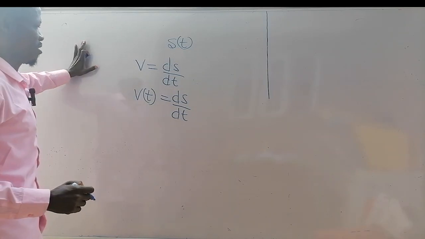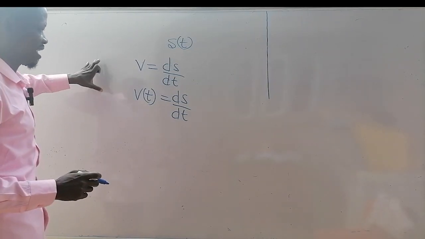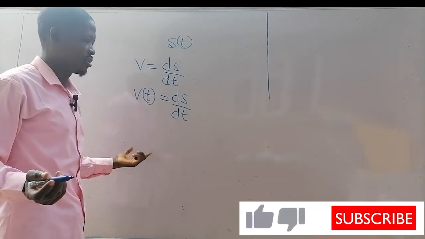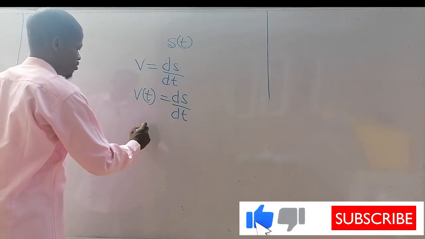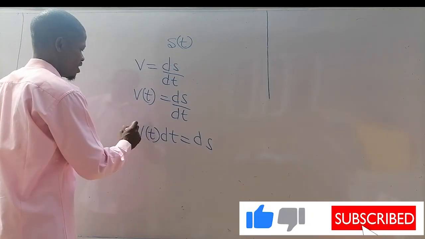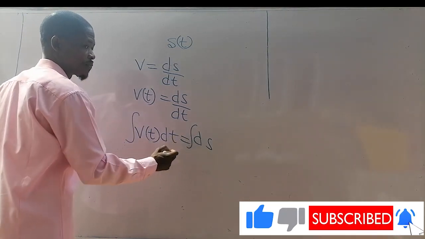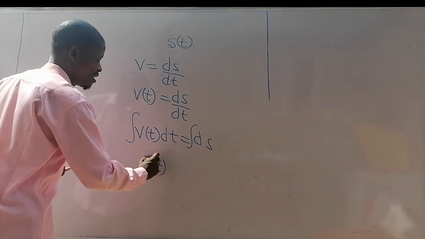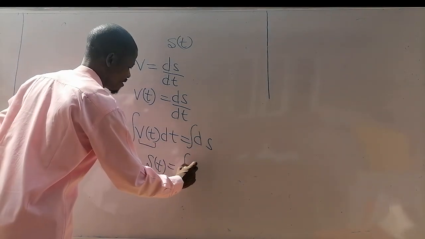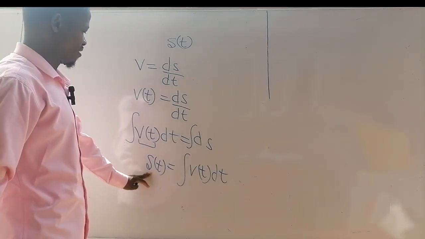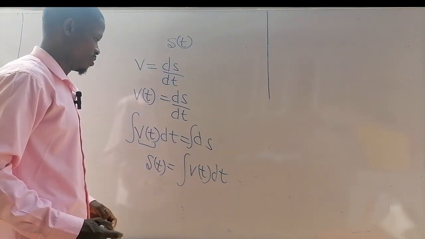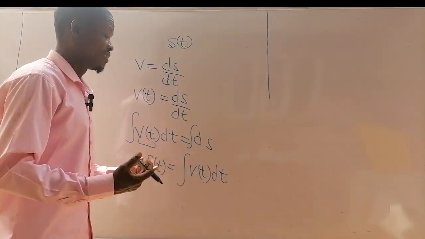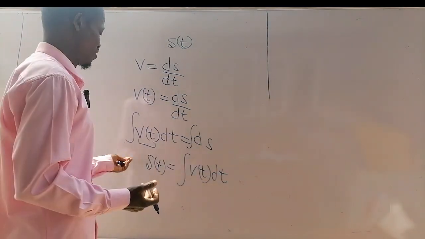Then we can also play with this to get the position of that object. How can we do that? Very simple. Cross multiply, and you can introduce the integral to both sides. That means the position of an object as a function of t will be equal to the integral of the velocity. So that's it for the position of an object moving in a straight line. Velocity as a function of t will be given to you, and then you integrate as such.